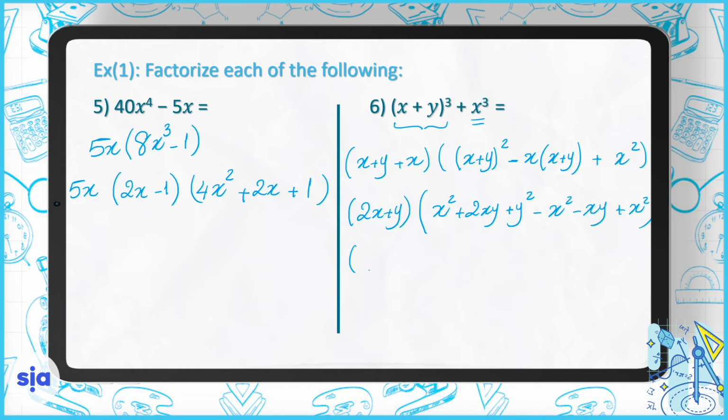The second bracket, I think it needs to be simplified more. So x squared and x squared are crossed out together. So what we have left is only one x squared. Then 2xy minus xy is xy. Then the y squared is there.